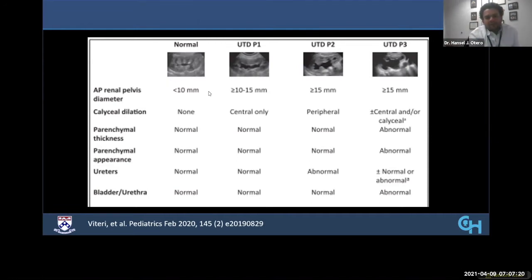Again, normal is less than 10 millimeters, and then we have urinary tract dilatation postnatal 1, 2, and 3, that go low risk, intermediate risk, high risk. Not just based on the renal pelvic diameter, but also the calyceal dilatation makes a P1. When you include not only the central calyces, but the peripheral calyces, it makes you P2. And you can have abnormal ureters. And then P3 is the high-risk group that is not only more dilated, but it also can have abnormalities of the bladder or urethra. And it has also abnormalities in the parenchyma.